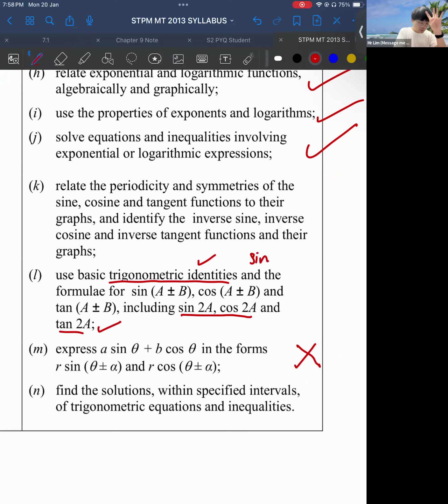Maksudnya sine square plus cos square equal to 1. And then there are two more, right? Tangent square plus 1 equal to secant square. Cosecant square plus 1 equal to cotangent square. That one. Okay, never mind.